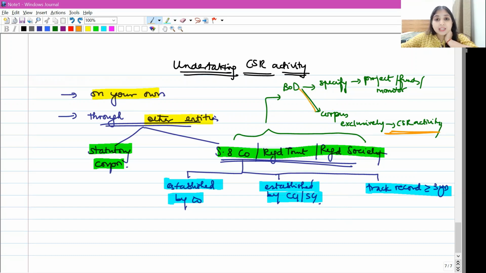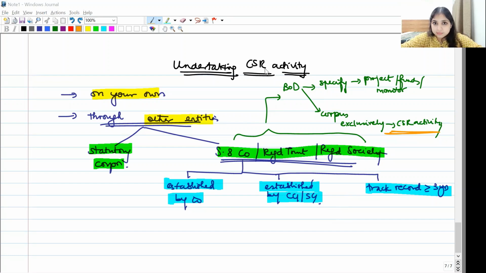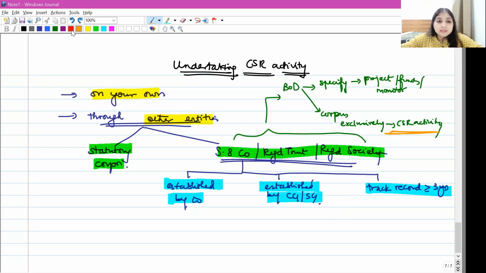If the board is directly putting the money into the corpus, then the board need not specify. The board will just give money as if it is a donation. The board will leave it on these entities. It is the headache of these entities on what to spend, how much to spend. But if these entities are not made exclusively for CSR activity, or if they don't have a corpus, then the board will have to specify properly how much to spend, where to spend, when to spend, and how the board will keep monitoring these activities.